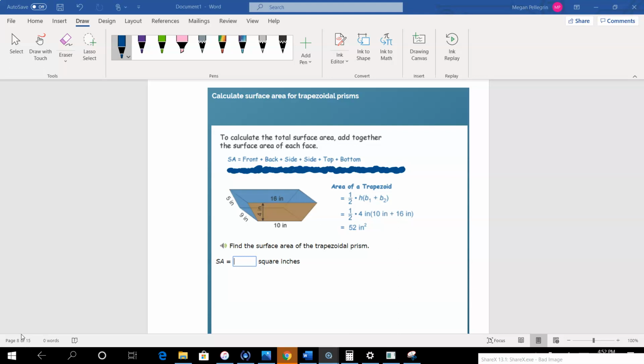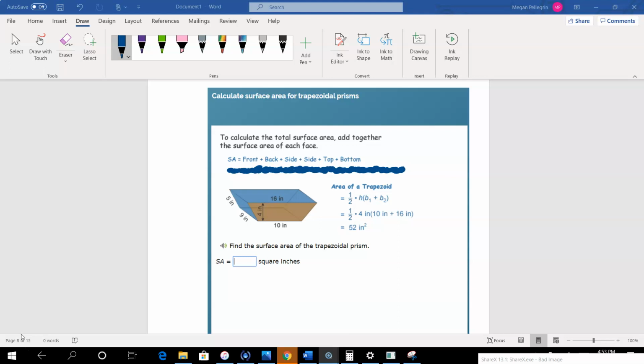And so if you notice in the picture, we have a trapezoidal prism, and we know it is trapezoidal because we see a trapezoid here in the front. So for the purpose of this video, we are going to use the area of a trapezoid formula, which is 1/2 times the height times base 1 plus base 2.